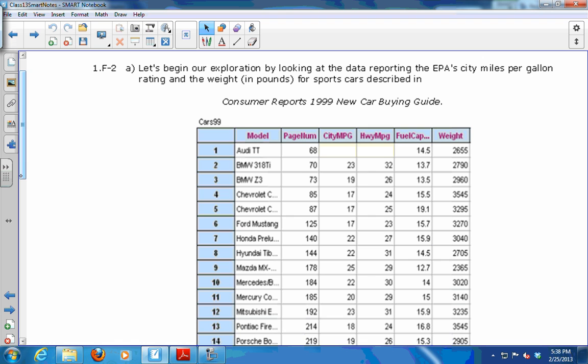Okay, so here's some data from Consumer Reports, and it is reporting EPA city miles per gallon. So it has a whole bunch of different pieces of data here, but we are just going to look at its weight, which is right here, and its city miles per gallon right here. So we want to see if there's any relationship between the weight and the city miles per gallon.